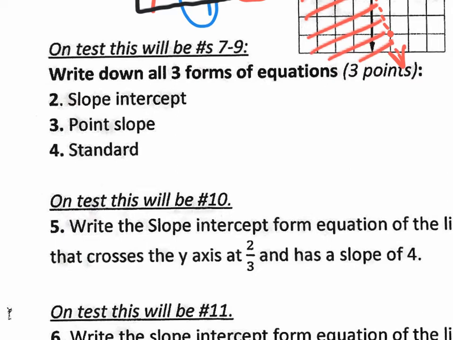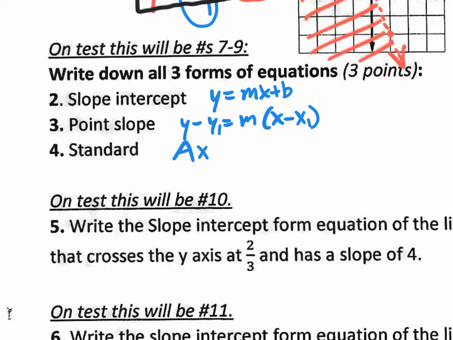Questions 7, 8, and 9 on the test is simply to write down the different forms. So what is slope-intercept? It's y equals mx plus b. What's point slope? It's y minus y1 equals m parenthesis x minus x1. What's standard form? Capital A x plus capital B y equals capital C. If you put lowercase letters, I'm not going to give you full credit. The capital A, capital B, and capital C help you remember to not use fractions or decimals. You want nice integers. Okay? So that's technically questions 7, 8, and 9.